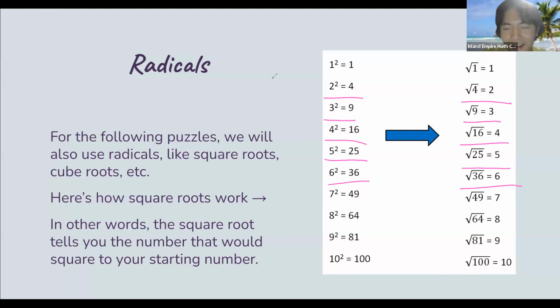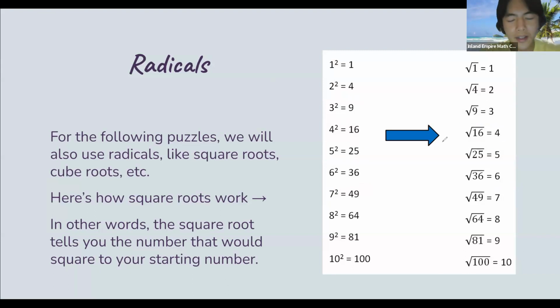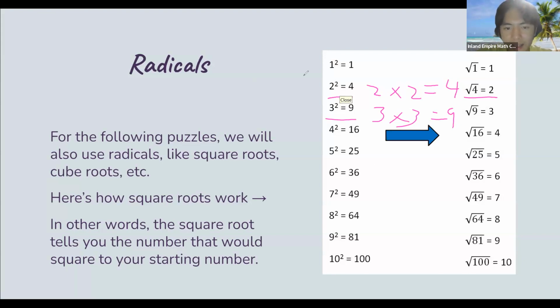All right, let me see how I should explain this. If you look at this diagram, let's just look at this. 2 to the second is equal to 4, right? That's saying that 2 times 2 is equal to 4. Therefore, the square root of 4 is equal to 2. And similarly, if you look at 3 times 3, which is 3 squared, you get 9. So the square root of 9 is equal to 3. Okay, looks like most of us got it.